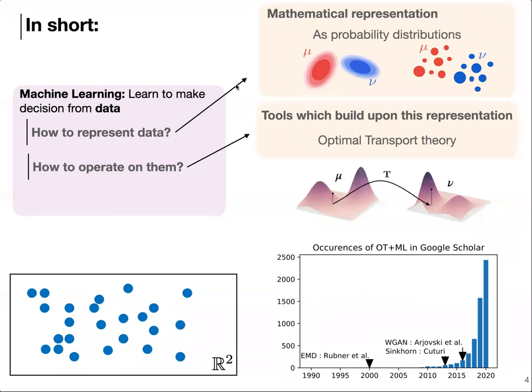So by assuming that we have data, we'll be assuming that we deal with probability distributions. And those probability distributions may be either continuous, if we have an infinite number of samples or parametric densities, or discrete, if we have just collections of samples. And how to operate on them, then we will rely on the optimal transport theory. Optimal transport is a recent subject of interest in the machine learning community since the work from Courty in 2012.